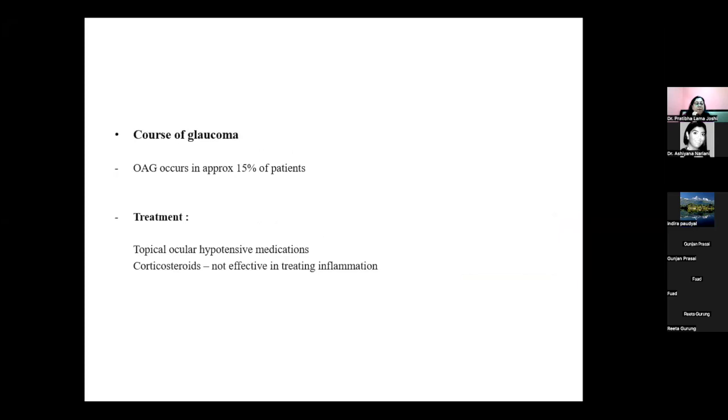Glaucoma occurs in about 15% of the patients with Fuchs heterochromic iridocyclitis. Treatment is ocular hypotensive medication to control the IOP and corticosteroids. And sometimes, if the condition is long-standing, then we have to go for filtration surgery also.